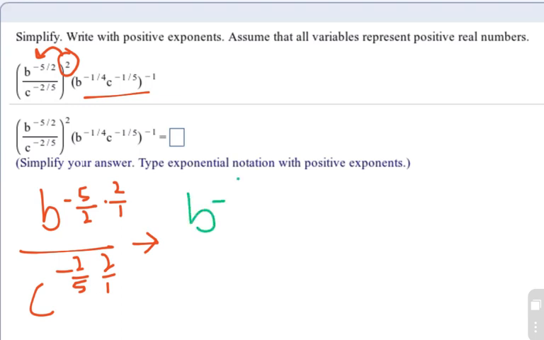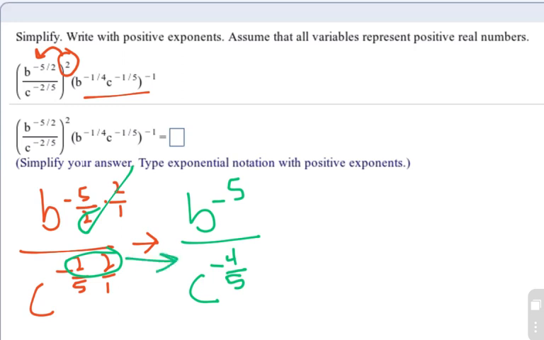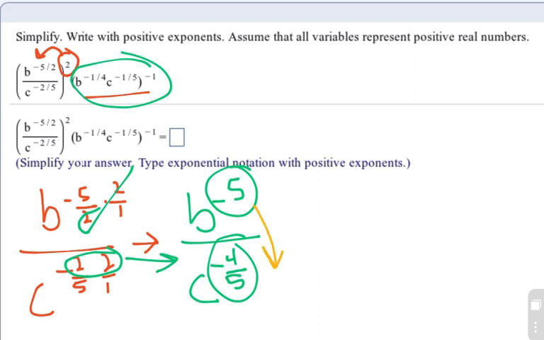b to the -5 power over c to the -4/5 power. Because these 2's will cancel, and this 2 will multiply by that 2 to give me that -4 over there. And then, again, I'm not even dealing with the second part yet, I'm going to go ahead and take these negative exponents and trade places, because whenever they're negative that means they need to switch. So I need to take the b and bring it down to the bottom, so it's going to be b to the +5 power. I'm going to take the c and move it up to the top, and so it's going to be c to the 4/5 power.